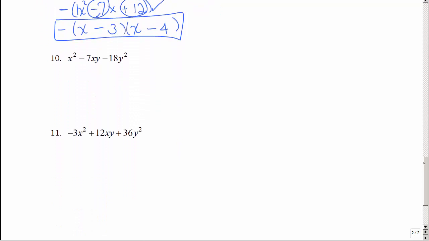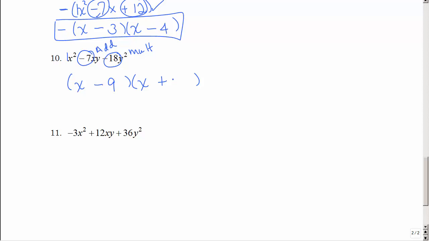Now 10 and 11 look a little bit different because they have x and y, but don't panic. Same thing. There's no GCF, there's a 1. So again, we have x times x. Let's just look at those numbers. Is there something that multiplies to get negative 18 but adds to get a negative 7? So if I multiply to get negative, I have to have a negative and a positive. And if I add them and I want a negative, then the bigger number needs to be negative.